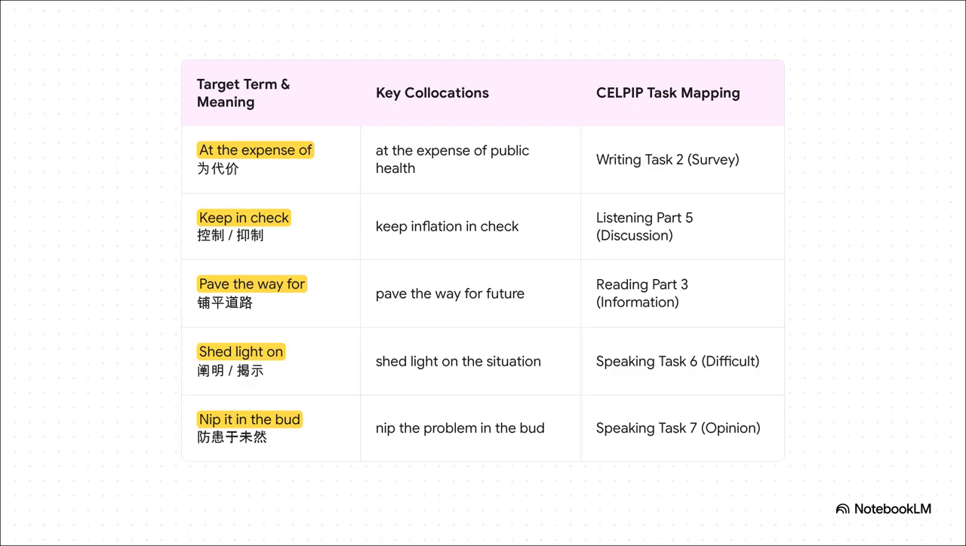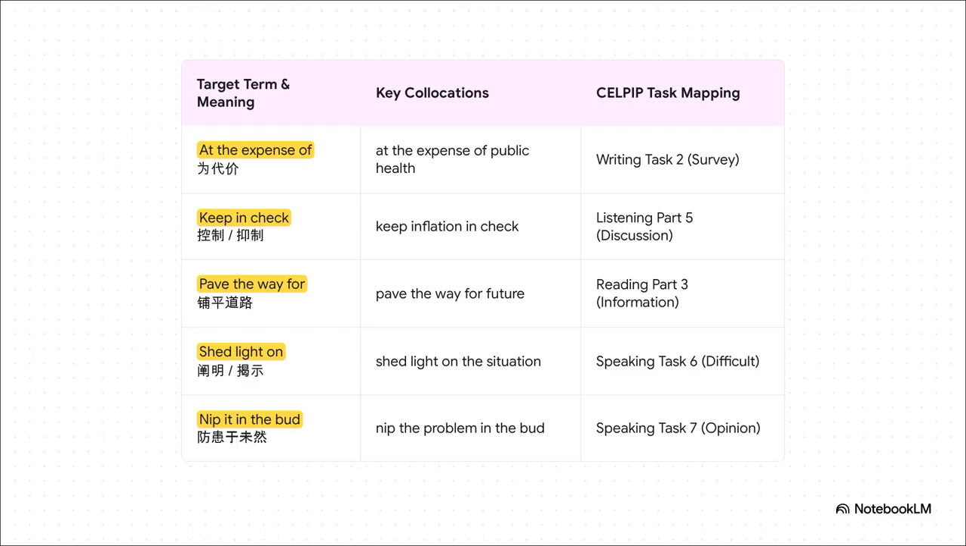Then we have pave the way for. 铺平道路. Economic control can pave the way for future stability, a concept you'll definitely read about in part 3. Moving on, shed light on. 阐明或解释. If a colleague is confused, offer to shed light on the situation. It helps you navigate those awkward task 6 scenarios so smoothly.